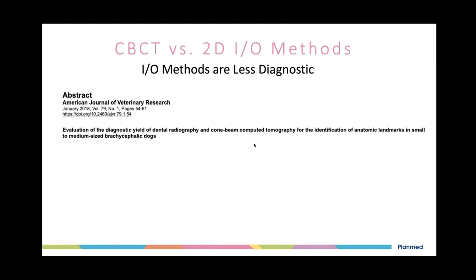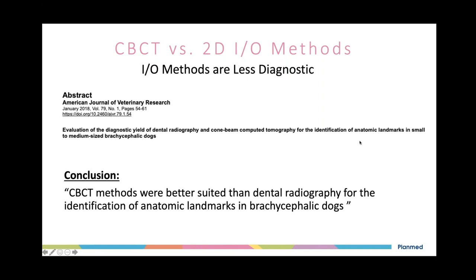Here's one that was done from the veterinary side, appeared in the American Journal of Veterinary Research in January 2018: evaluation of diagnostic yield of dental radiography and cone beam tomography for the ID of anatomic landmarks, okay? And the conclusion was cone beam methods were better suited than dental radiography for these sorts of things. And again, if you want to take these down, you can look these abstracts up, and you can look up these studies for yourself.